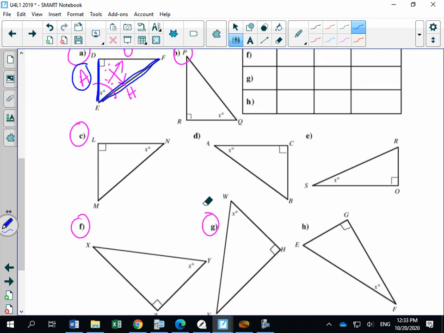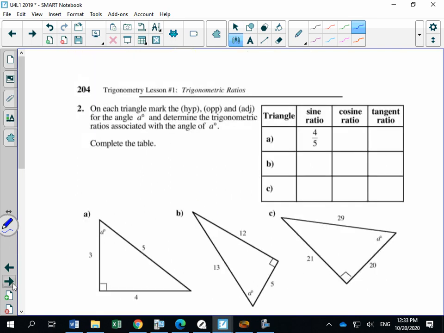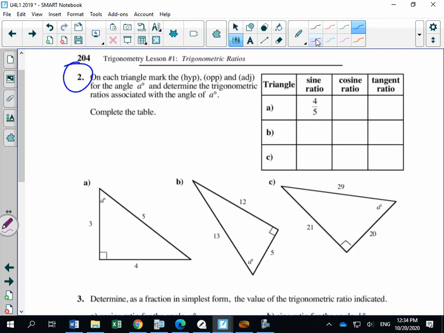Okay, the next thing I want you to circle is number 2. And I'll set up A with you. You guys will do the rest. So my given angle is angle A in all of these. So I'm just going to do A with you guys. So that's my given angle. So let's label according to the given angle. Opposite, hypotenuse, and adjacent.